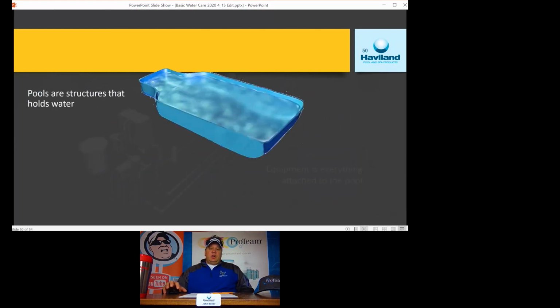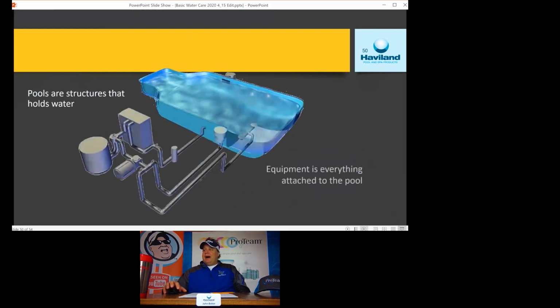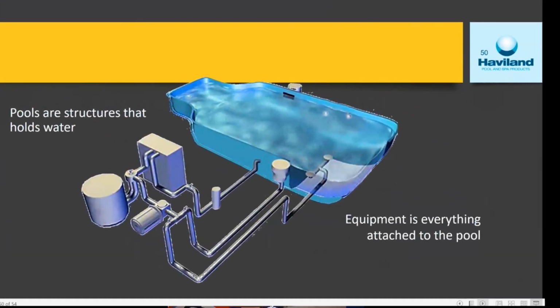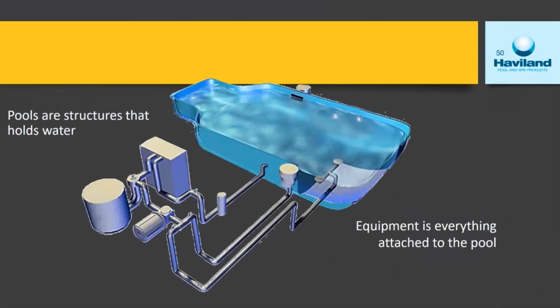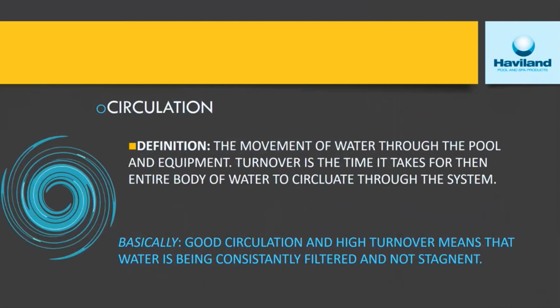So again, we're talking about doing something to a body of water that Mother Nature does not want it to do, okay? And to do that, we need to put some stuff on here: pumps, filters, skimmers, chlorinators, heaters. We've got to add stuff to this body of water to make sure it does what we want it to do. And it all starts with circulation.